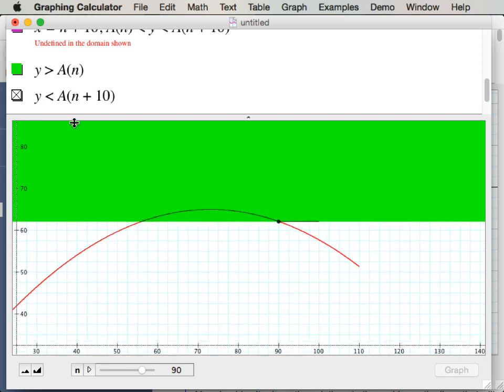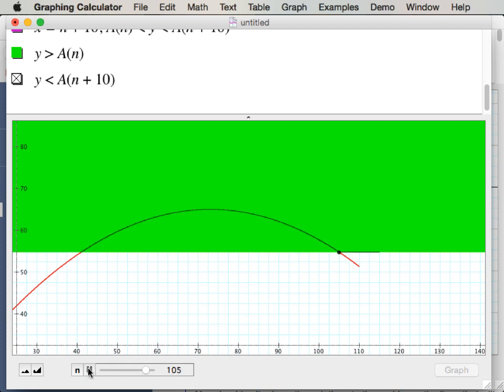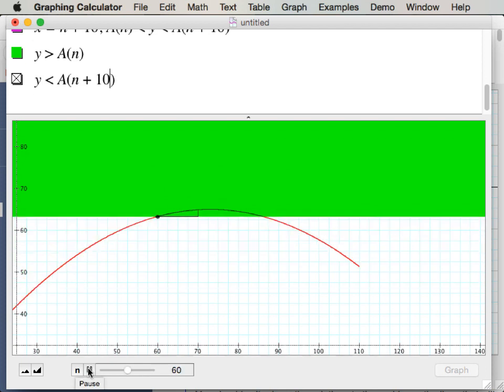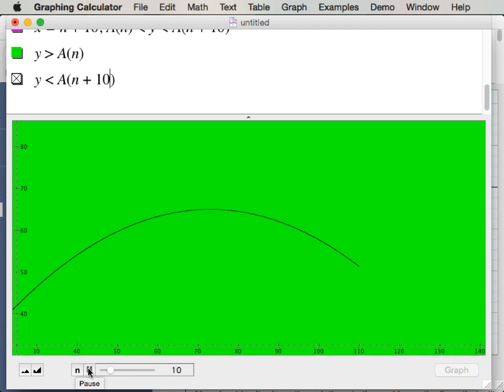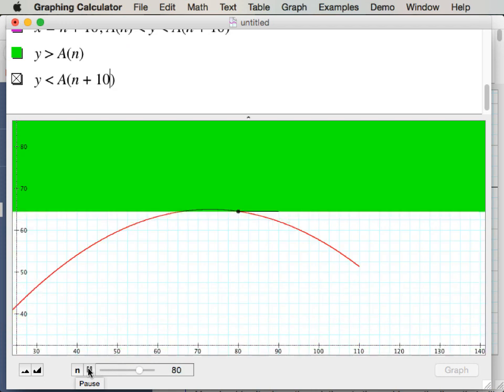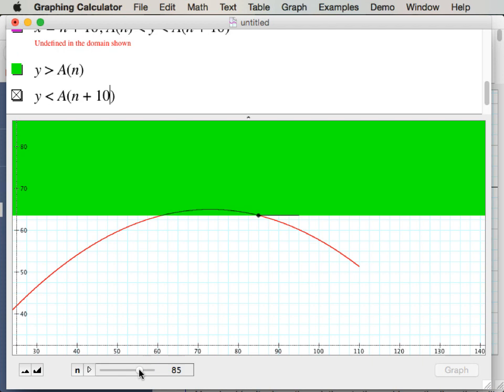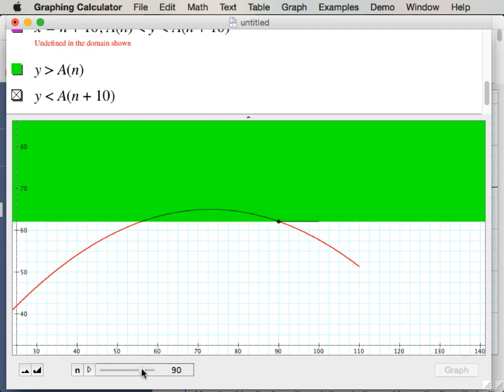Okay. Then what about this? Can you play n though? I want to see if the region changes. If I change n, will the region change? Yes. That's what I thought was going to happen. Okay. What about now the second one?